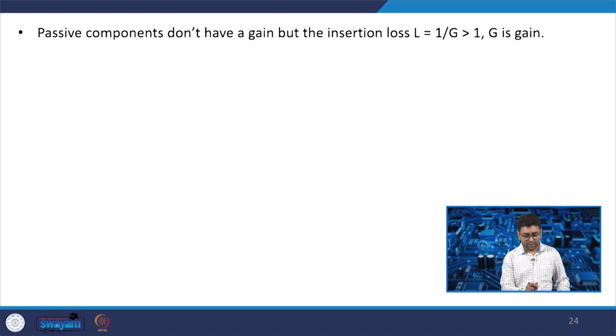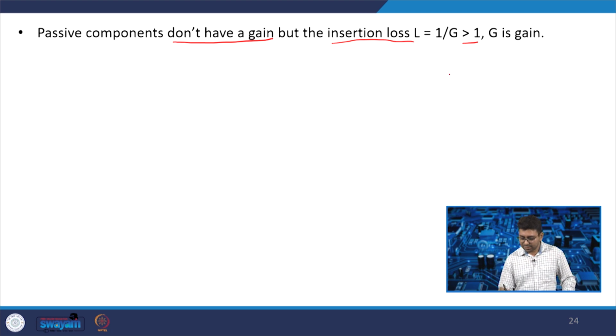Okay. Passive components also have noise. How should we consider a passive component? Passive components do not have a gain, but they have an insertion loss. That insertion loss L is equal to 1 by G, which is greater than 1, where G is the gain of the system. When you are considering the insertion loss of a passive component, we can calculate the loss and find out the noise figure of passive components.